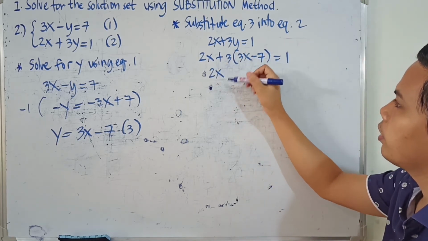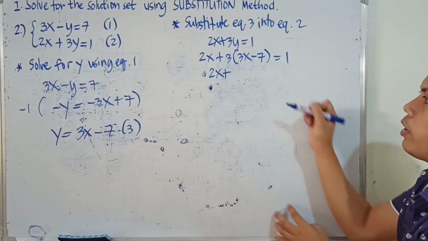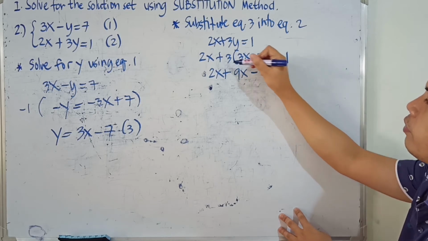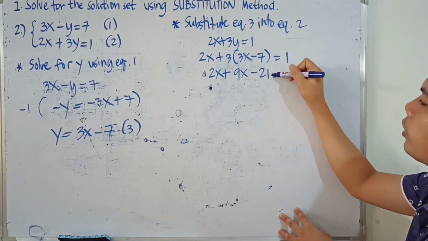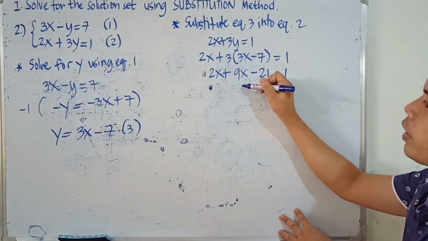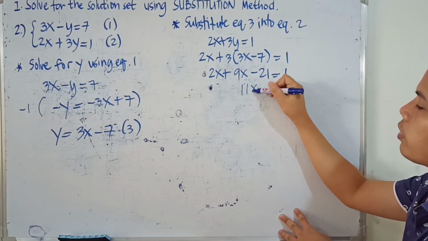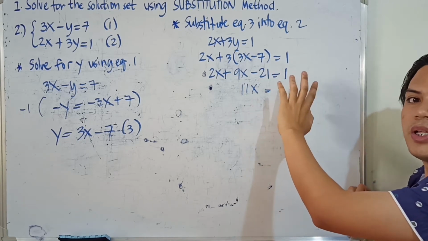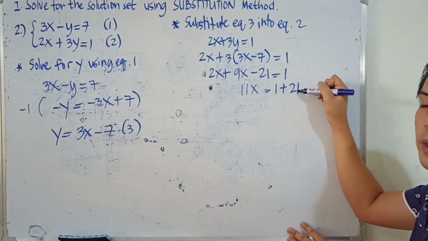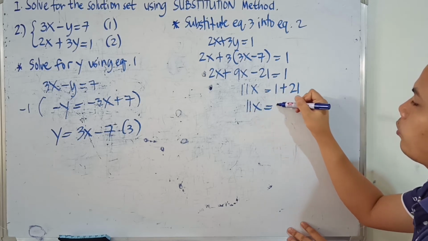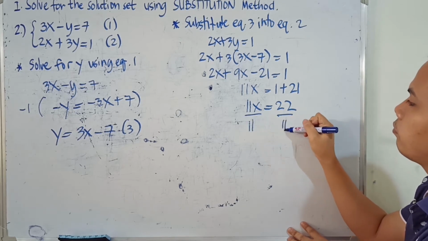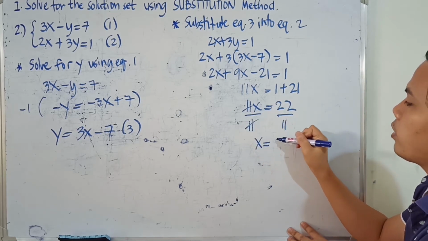So you have 2x plus 3 times 3x, that is 9x. Minus 3 times 3 times negative 7, that is negative 21, is equal to 1. Combine similar terms, 2x plus 9x, that is 11x. Transpose natin si negative 21 sa right side ng equation. Bring down 1, transpose natin ito, magiging positive 21. So we have 11x is equal to 22. Then divide both sides by 11. So the value of x is equal to 2.